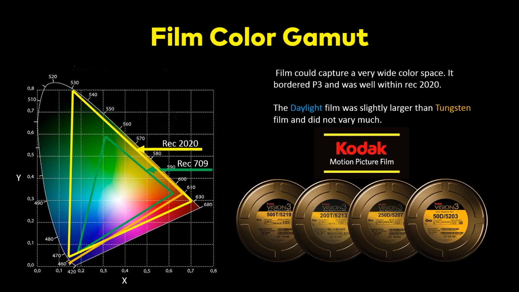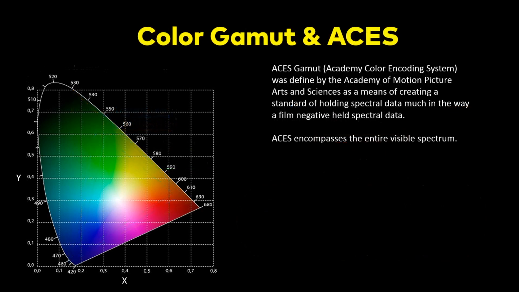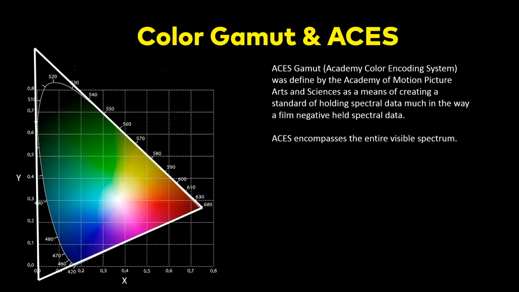So there's 2020 and Rec 709. There's tungsten, so it's outside of 709, and it actually follows very closely to P3. I didn't put P3 in there because it would clutter it up. And daylight, again, is very similar. So that's one of the reasons that in today's world we can actually go to film negative and pull out saturated colors that we might not have seen before.